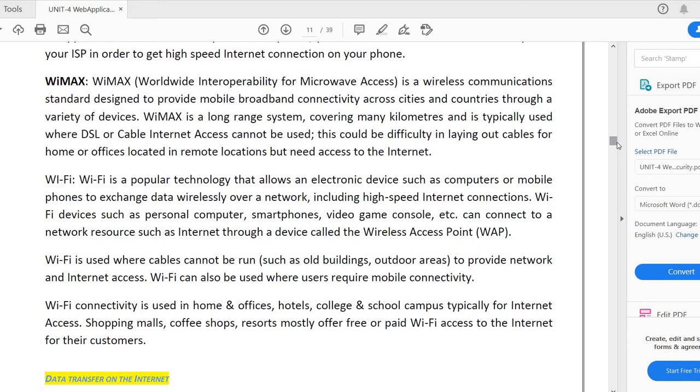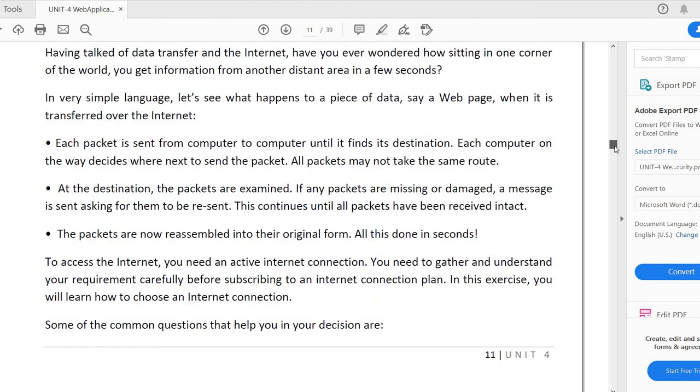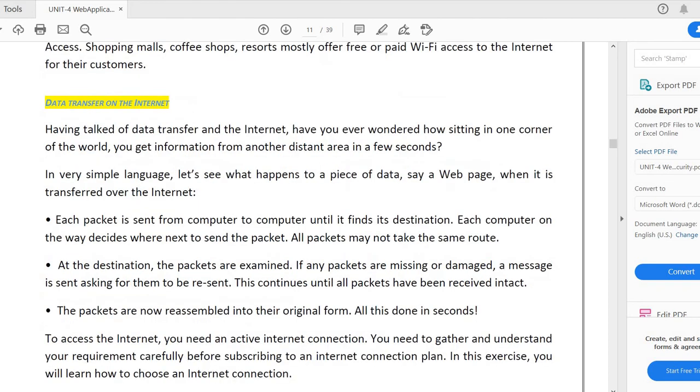Next we are coming to how we can transfer data on the internet, how the data transferring is happening. Think about that you are sending a mail from Delhi or any place to another country. Within seconds the other person gets the email. So how is this data transferring happening? Let us study how data transfer happens on the internet.